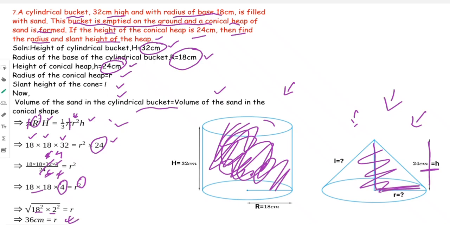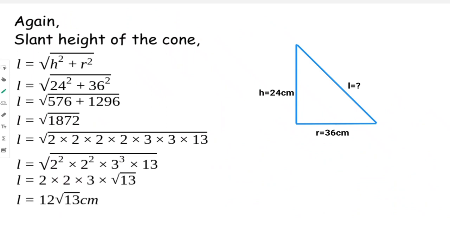Now the last part is we have to find the slant height of the cone, right? So the slant height of the cone, the formula is what? L equals root of h square plus r square. So height of the cone was already given to us 24. We already found the radius, right? So we simply have to just put the values here, right? 24 square is 576, 36 square is 1296, and when we add these two, we're going to get 1872.